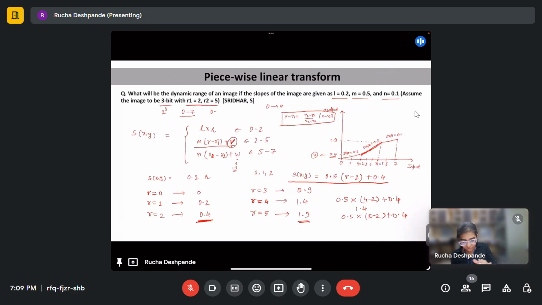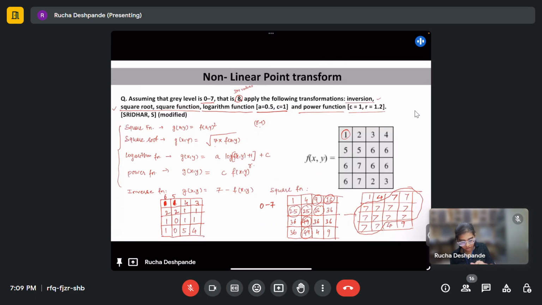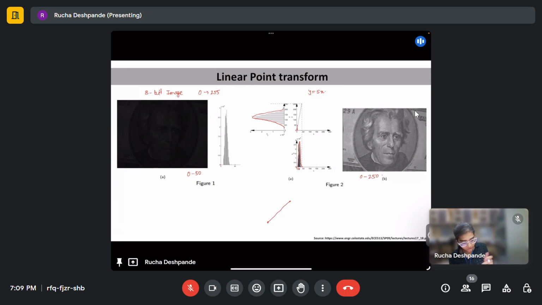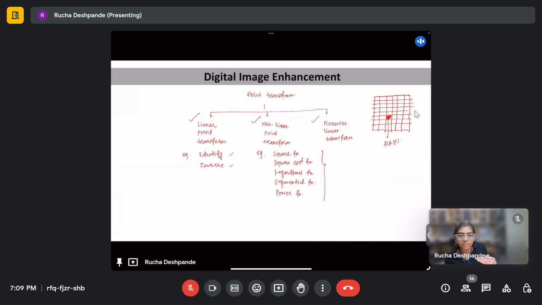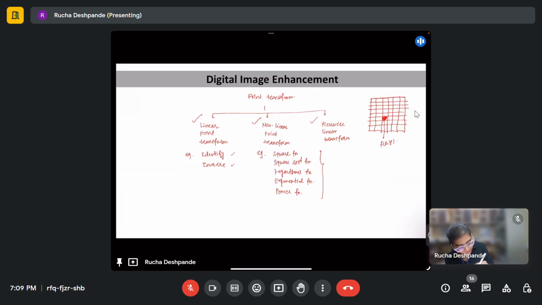Okay, so we finished all the three types that we had covered here. For point transform, we did linear point transform, non-linear point transform, and piecewise linear transform.